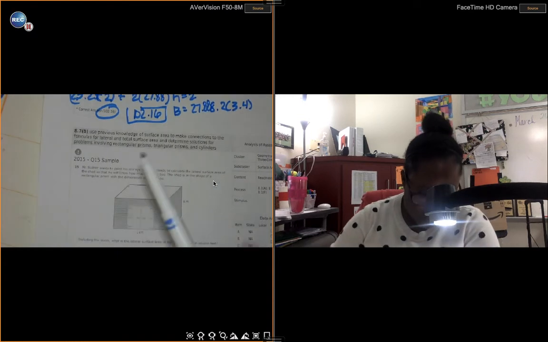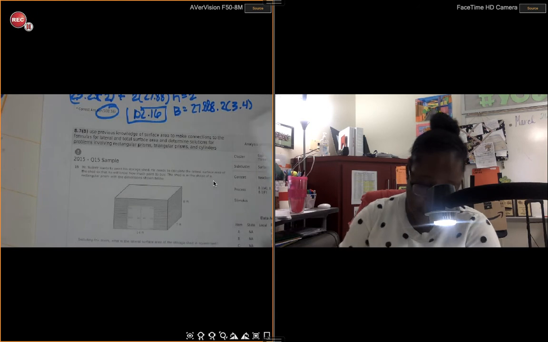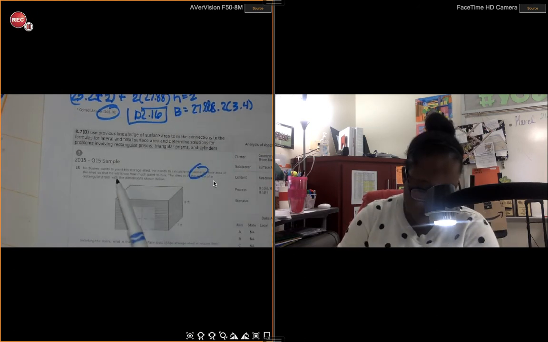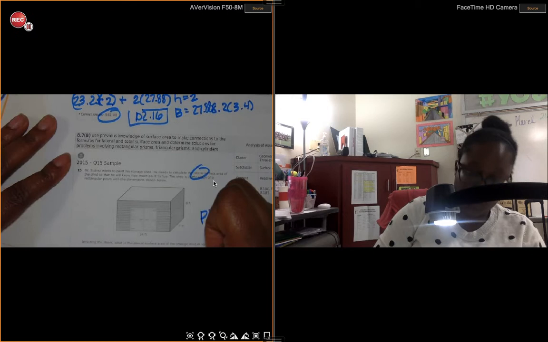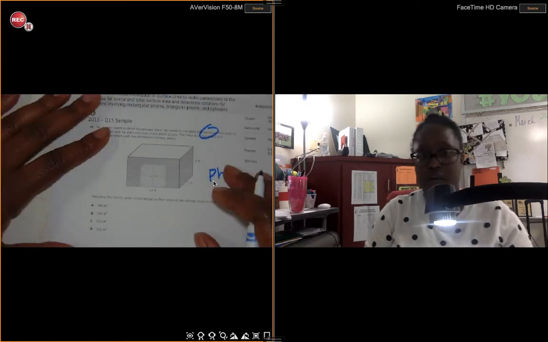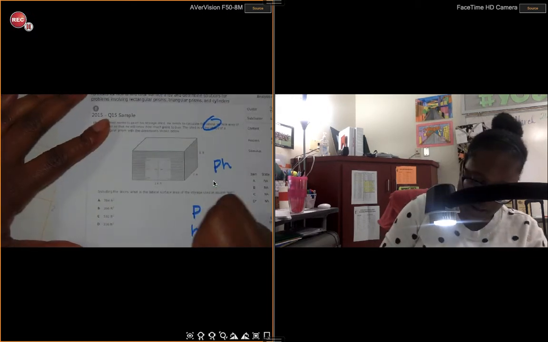Okay, so on this one it says Mr. S wants to paint a storage shed. He needs to calculate the lateral surface area of the shed so that he will know how much paint he needs to buy. The shed is in the shape of a rectangular prism. Including the doors, what is the lateral surface area? So we're doing lateral, which is this formula right here. So I'm going to need to find my P and my H.